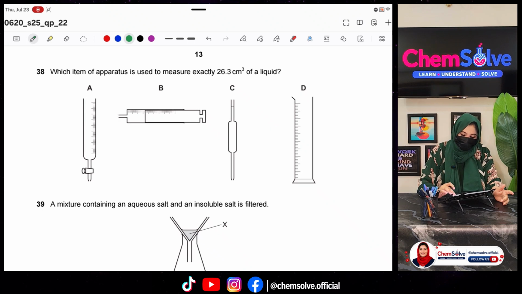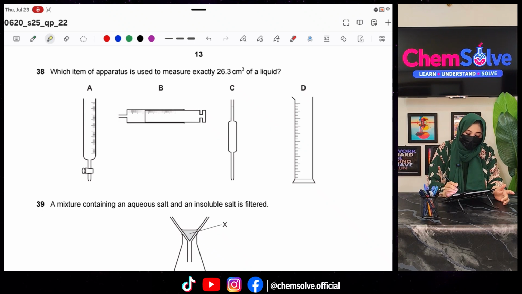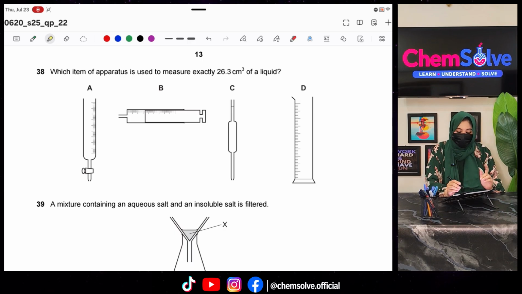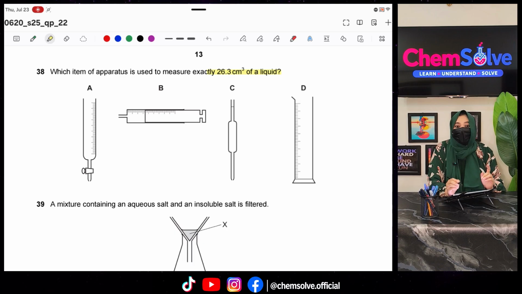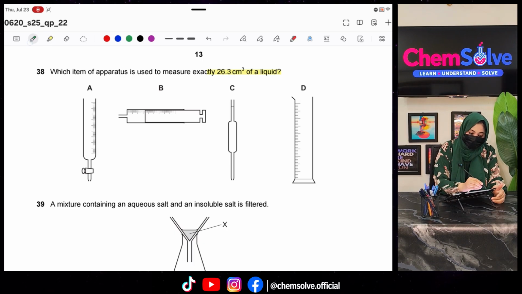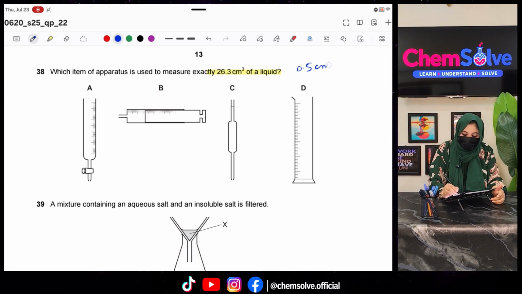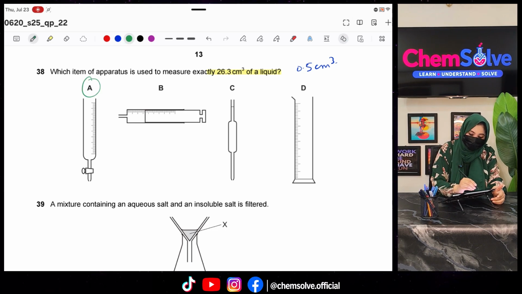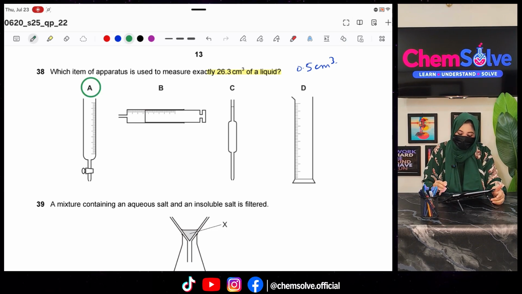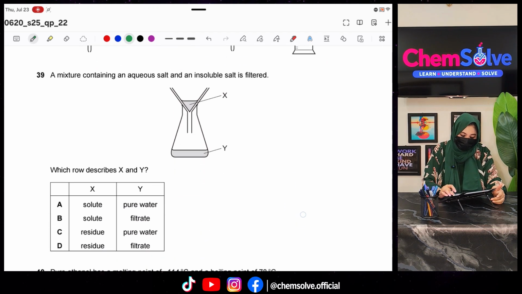The next question is question number 38. Which item of the apparatus is used to measure exactly 26.3 cm cube of the liquid? Okay, so this is again a fact. A burette is used to measure to 0.5 centimeter accuracy. So I will choose A. No need to look at the other options because that's a fact.